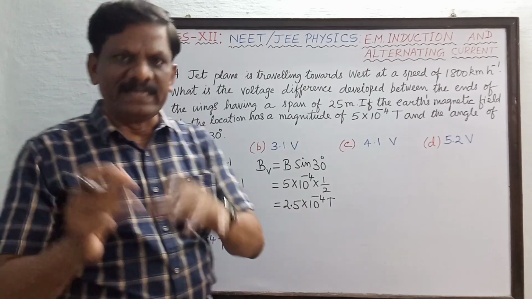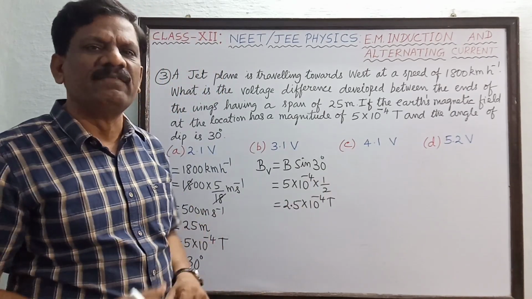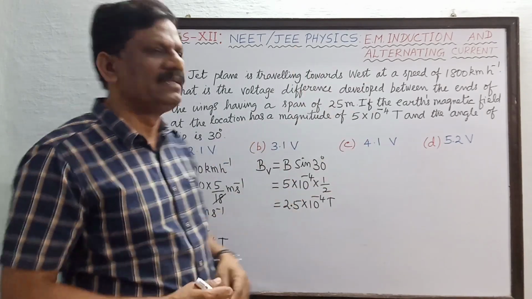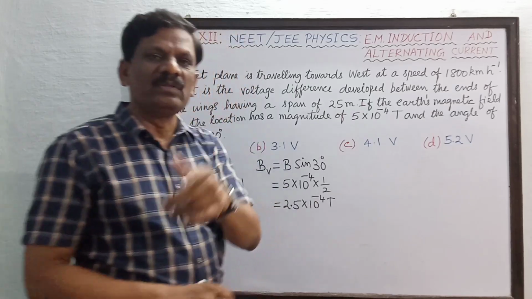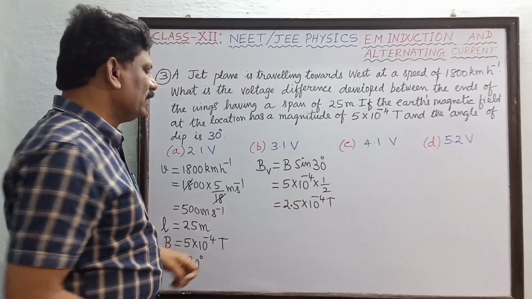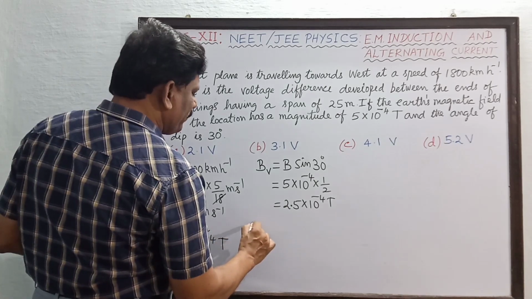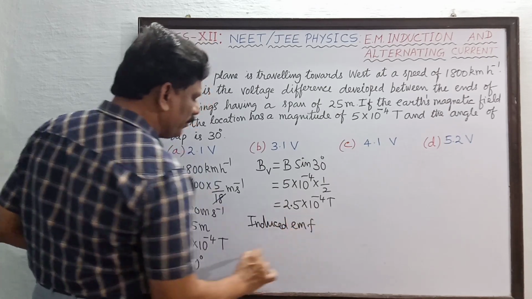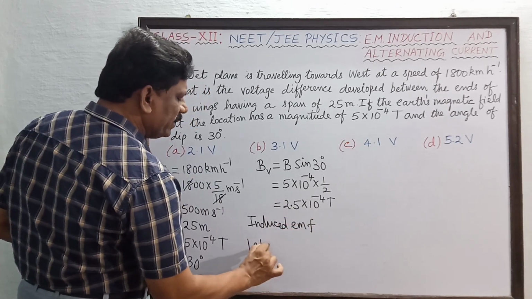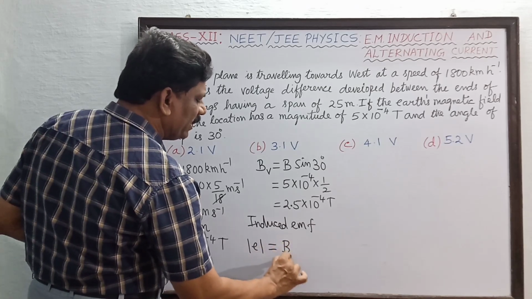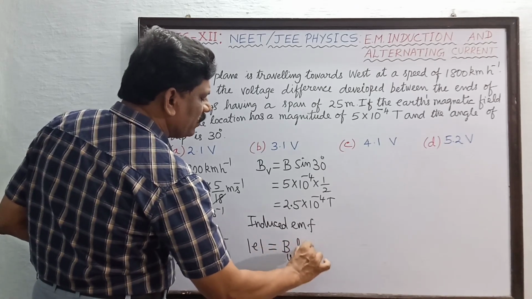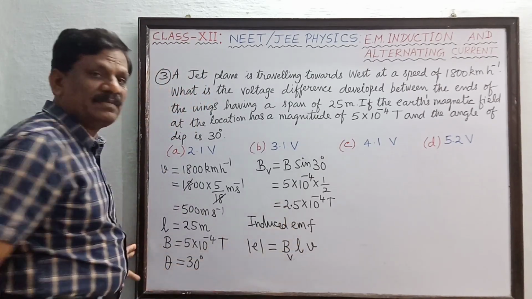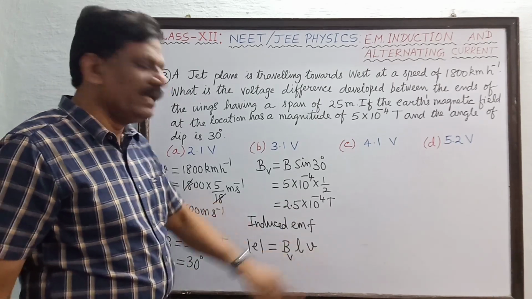This is the only point you have to understand from this. You have to find out the vertical component of the Earth's magnetic field at the place, since the jet plane is traveling towards the west, perpendicular to this magnetic field. Now, what is the induced EMF? Its magnitude alone I need. So the induced EMF's magnitude is B vertical into L into the velocity V, where B vertical is the vertical component of the Earth's magnetic field.